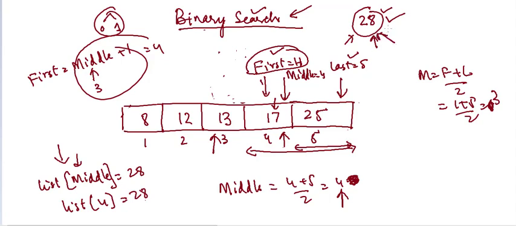So what we are going to do is move our first and shift it beyond this point, beyond middle, right? We've already checked this point, so we need to move first to the next point, right? So first is going to be calculated by adding 1 to middle, which is going to be what? 4 plus 1, and first is going to be equal to 5.